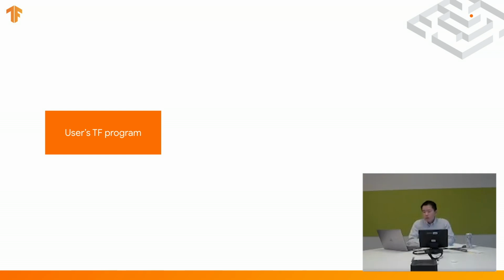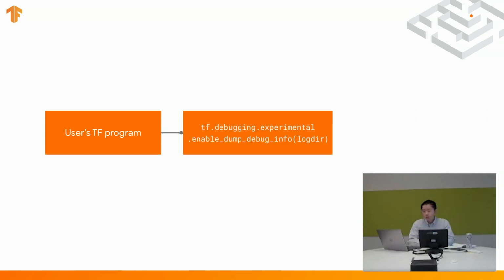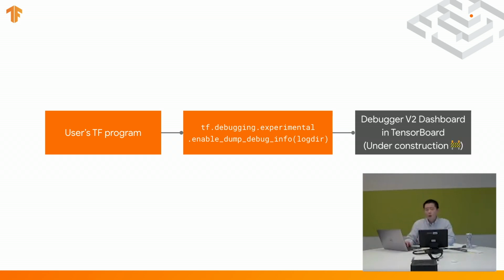So TF Debugger V2 in a nutshell will involve this process. The user has a TF program that he or she wants to debug. Then they can just insert a one-line call into their TF function and specify a logger. The logger can be the same logger as your TensorBoard logger. And then if your TensorBoard is started, you can switch to the Debugger V2 dashboard in TensorBoard to look at the debug information. So the front end work is currently underway.